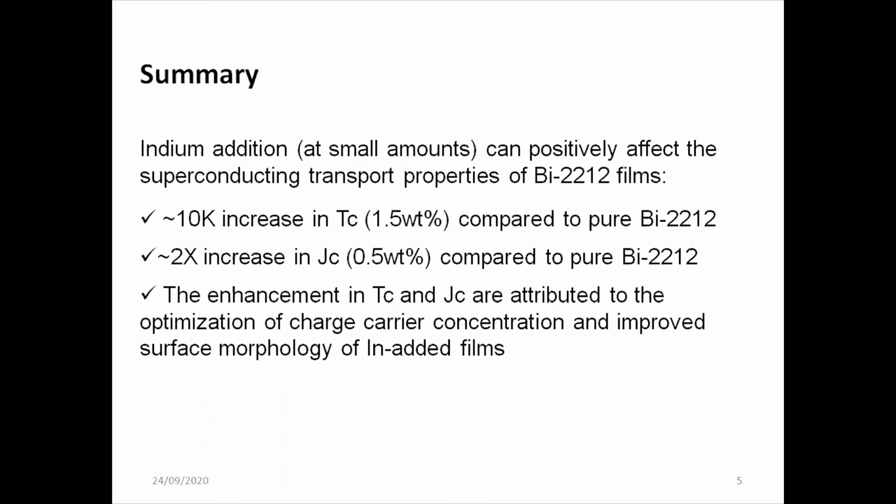Our results include around 10 Kelvin increase in Tc with 1.5 weight% indium addition and a twofold increase in Jc at 0.5 weight% addition compared to pure bismuth 2212 films. The enhancement in Tc and Jc are attributed to the optimization of charge carrier concentration and improved surface morphology of indium-added bismuth 2212 films.